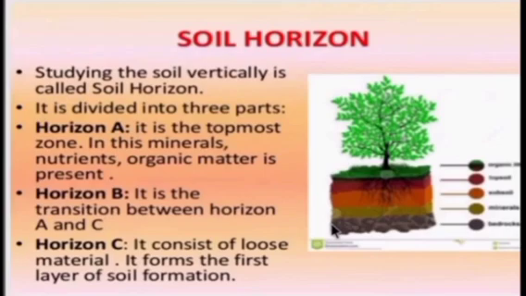Horizon B is the transition between horizon A and C. In other words, horizon B, the middle layer, is composed of both A and C, that is organic matter plus mineral matter. Horizon C consists of loose material. It forms the first layer of soil formation.